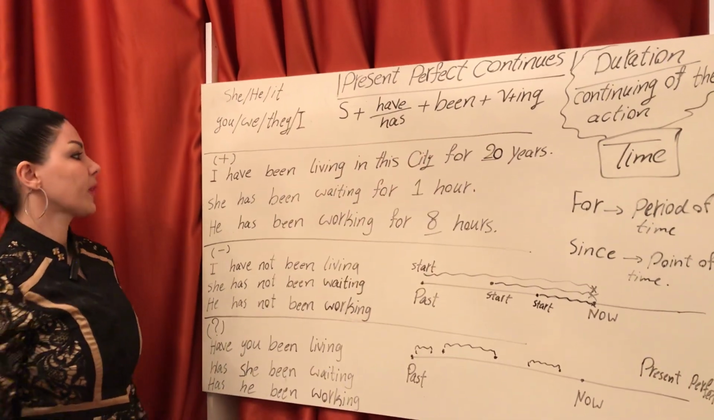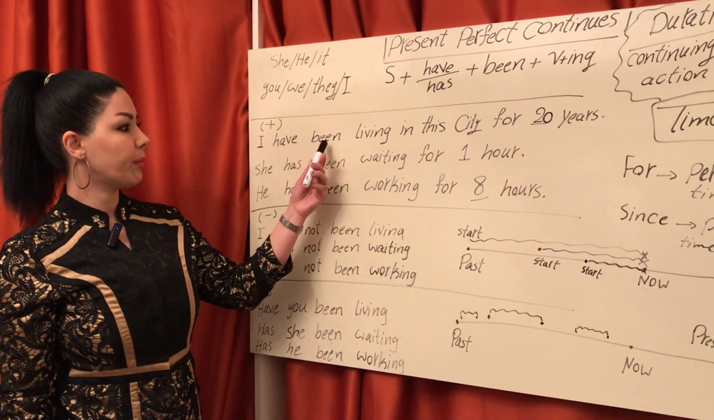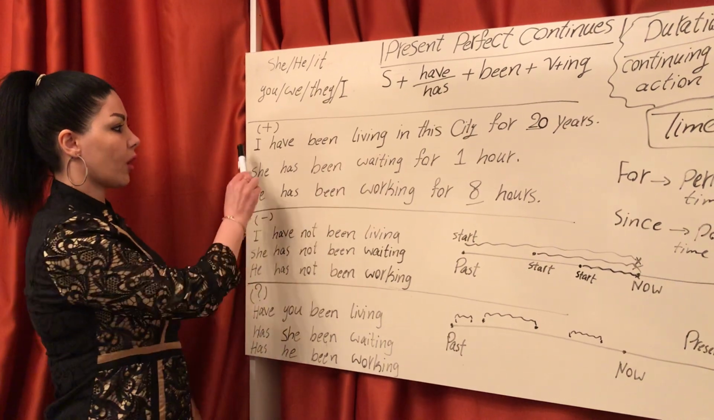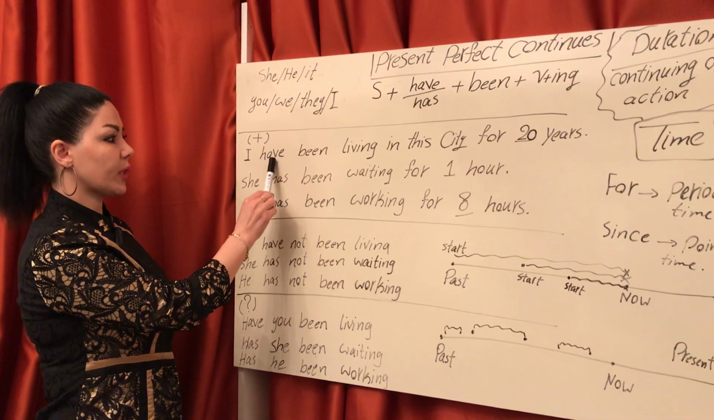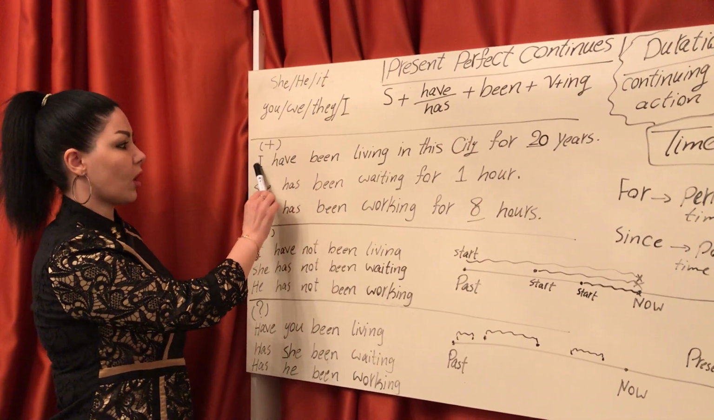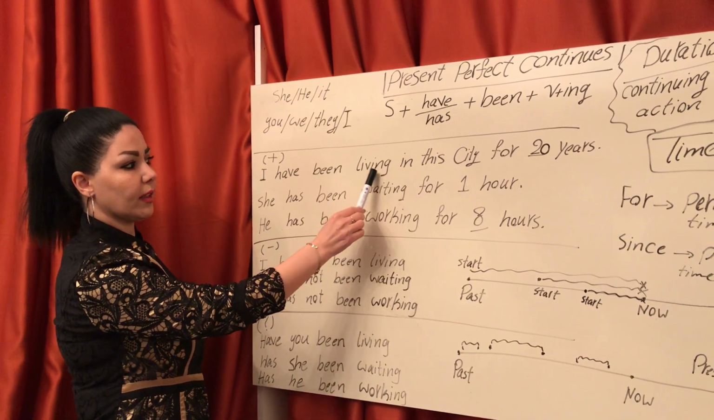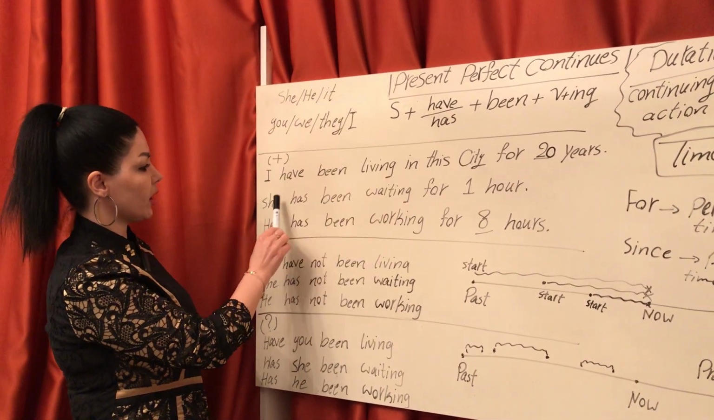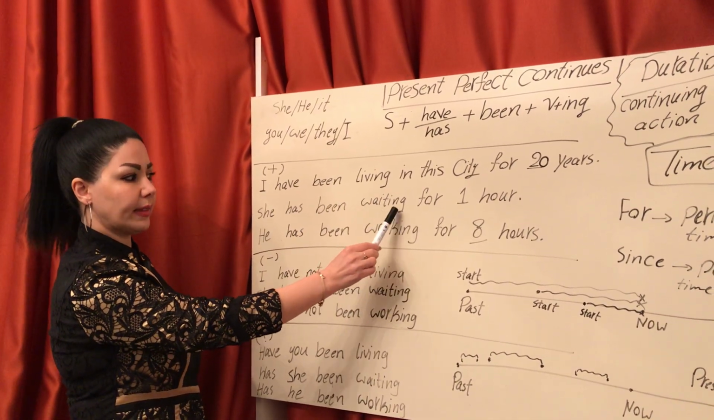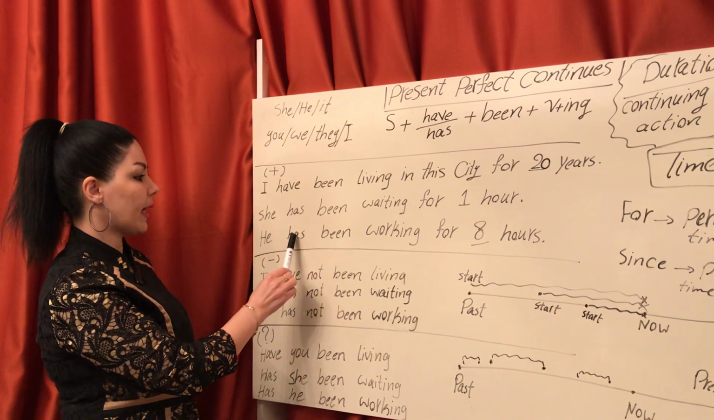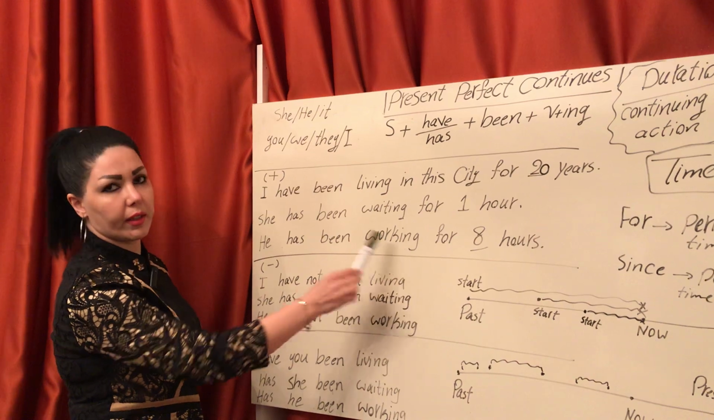Okay? Now, look at this example. I have been living. I, subject, depend on subject, we use have or has. I have been, verb ing, living. She has been, verb ing, waiting. He has been, verb ing, working.